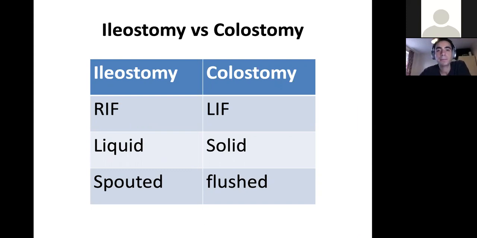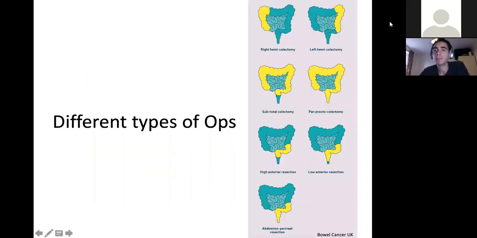Okay, so the different surgeries that we have. The top one on the left is the right hemicolectomy, and tends to be for cecal tumors and right colon tumors. The left hemicolectomy is not done as often, but that's because the incidence of cancer in the left colon is less compared to other sites.